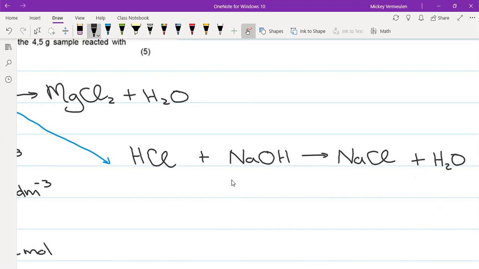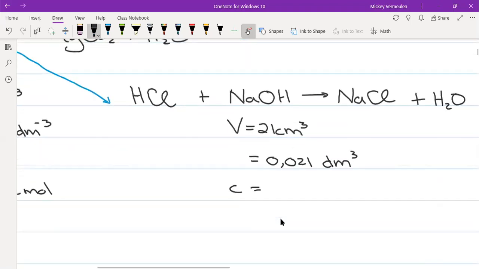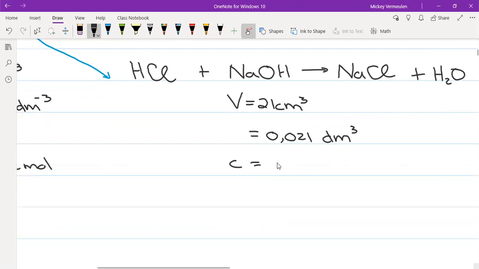Right. Now, we don't know how much hydrochloric acid is left over. But in the question, they tell us that we have a volume of 21 cubic centimeters. Again, we must convert to cubic decimeters. So I divide by 1,000. They give me a concentration of 0,2.